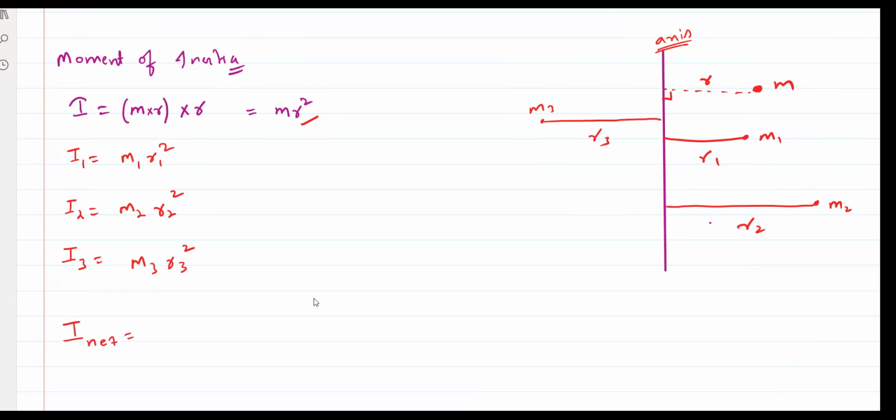So what do you think? What is I net? Everyone, what should be I net? Very good, correct. Because it is a scalar quantity, I can just add them. Yes or no? Simple, step by step. So it is m1 r1 squared plus m2 r2 squared plus m3 r3 squared. Anyone have any doubt in this? Raise your hand.